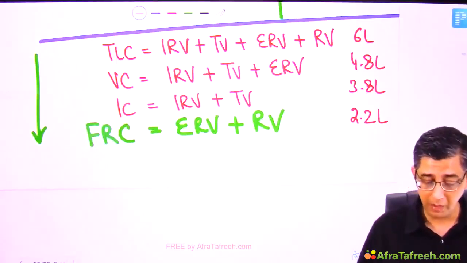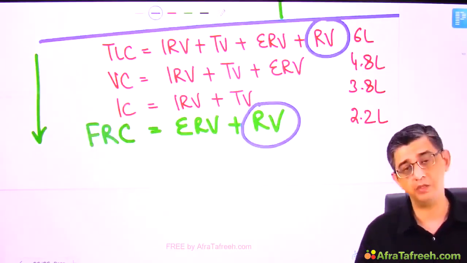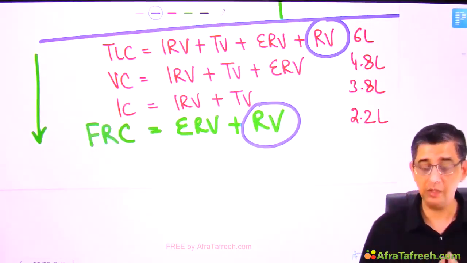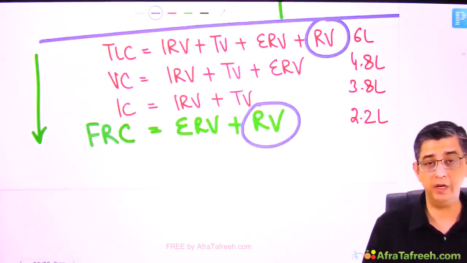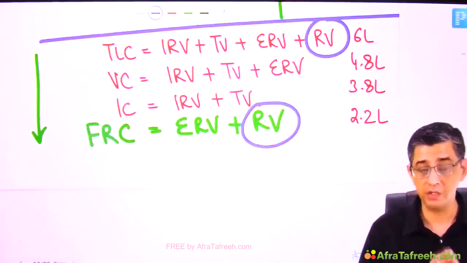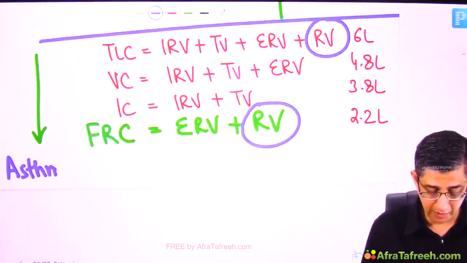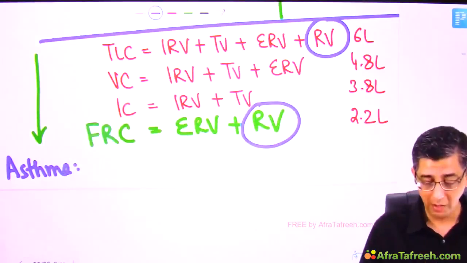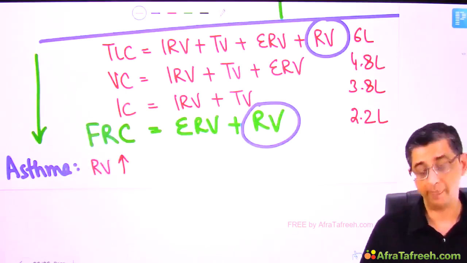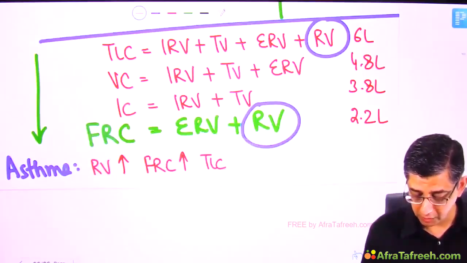And now comes the main reason why we're discussing it. Residual volume is a component of two of these formulas. So if I take up a case of asthma, in asthma there is air trapping, in COPD there is air trapping, so residual volume will increase. Let me just jot it down before you guys. I said asthma is a disorder of expiration. The end result will be in an asthmatic patient, residual volume will be more. So FRC will also be more, TLC will also be more.